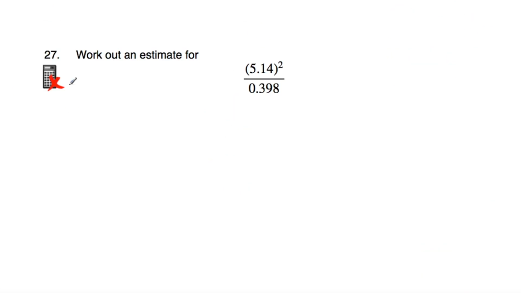Okay, so let's have a look at our next question, question number 27. So we've been asked to work out an estimate for 5.14 squared over 0.398. Okay, so let's round these numbers. So instead of using 5.14 squared, I'm going to write 5 squared divided by, and instead of 0.398, I'm going to write 0.4, just rounding those to one significant figure. 5 squared is equal to 25, because 5 times 5 is equal to 25, and we're going to divide that by 0.4.